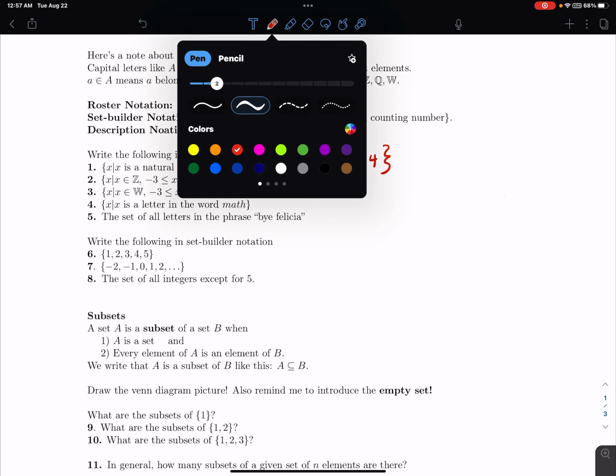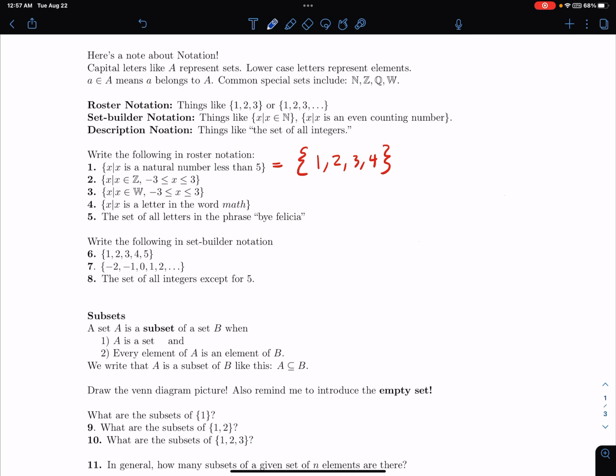Let's alternate between red and blue here. So number 2, all x such that x is an integer this time. It's greater than or equal to -3 and less than or equal to +3. Okay, so that would be, again, bracket to indicate I'm starting. Integers include positive and negatives, but it can't be past -3. So -3, -2, -1, 0, 1, 2, and it can't be past +3 because it's less than or equal to 3. So that's that.